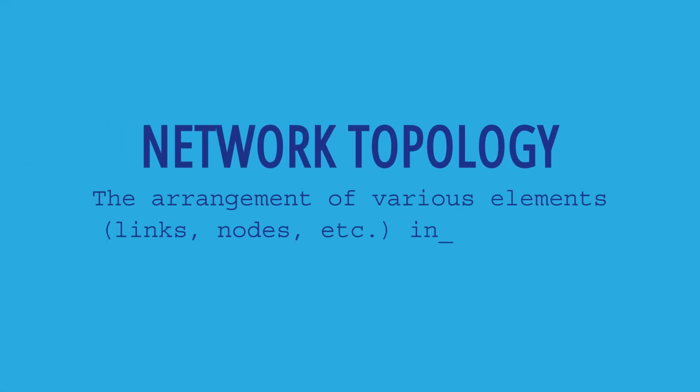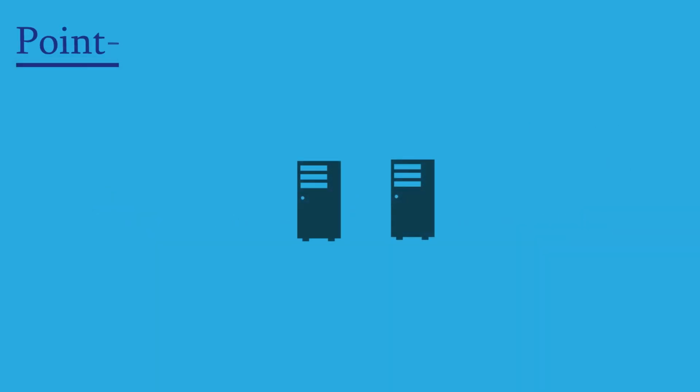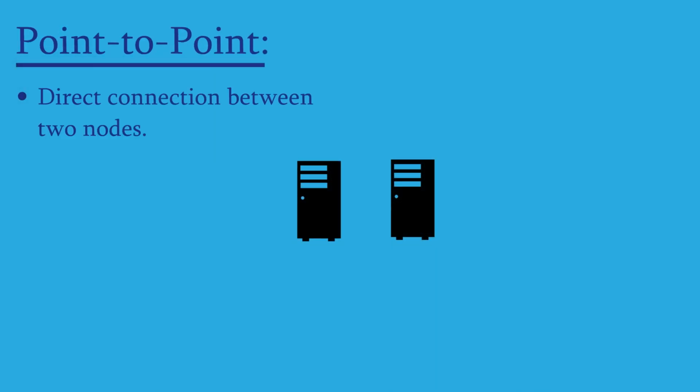Network topology refers to the arrangement of various elements, links, nodes, etc., in a computer network. It essentially outlines how different devices on a network are interconnected. So let's talk about some common examples. The simplest topology is point-to-point topology.